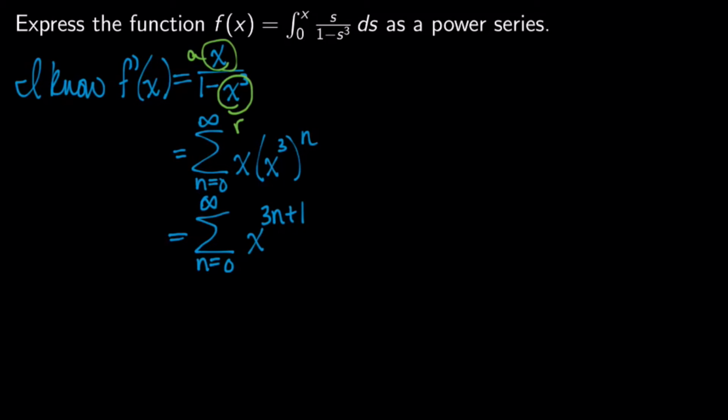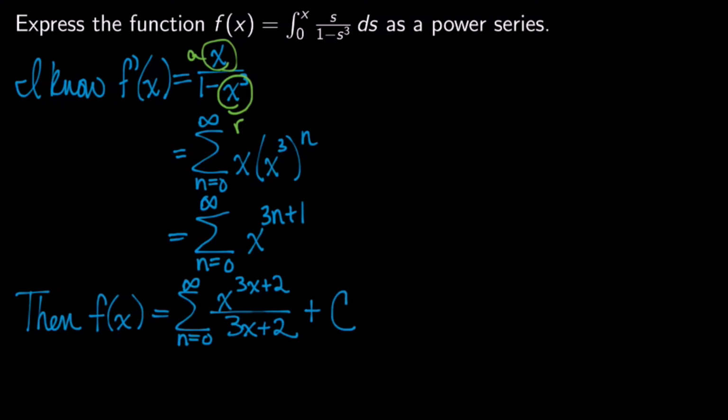I got a couple more steps to do here. One, simplify. Powers of exponents tell me that this is x to the 3n plus 1 power, but I'm not quite done because this is f prime. So I need to use the reverse power rule to find f of x. I have the sum from 0 to infinity, and this couldn't be any easier. You add 1 to the power, you divide by that new power, 3n plus 2, and then there's a constant.